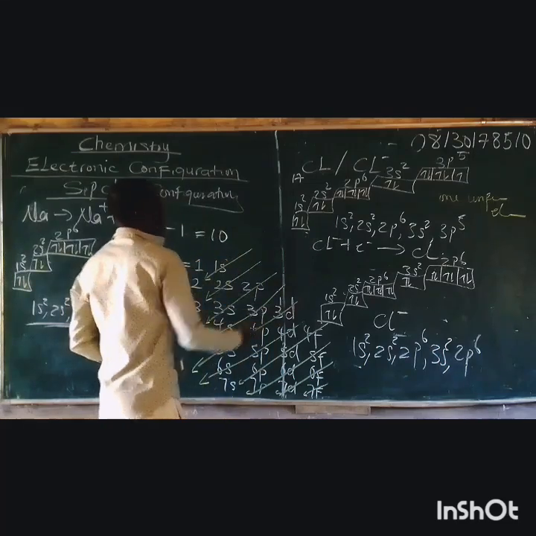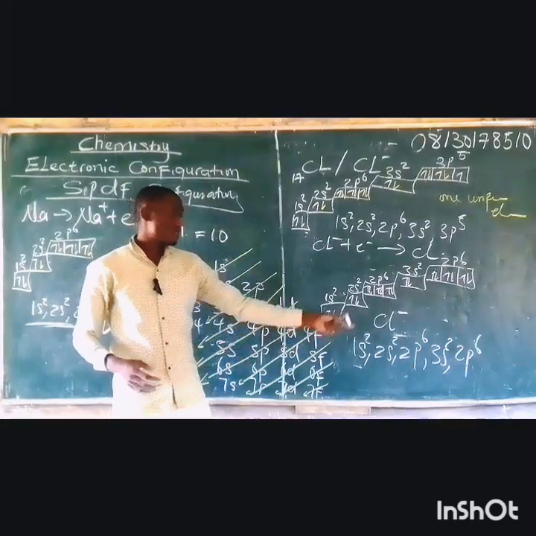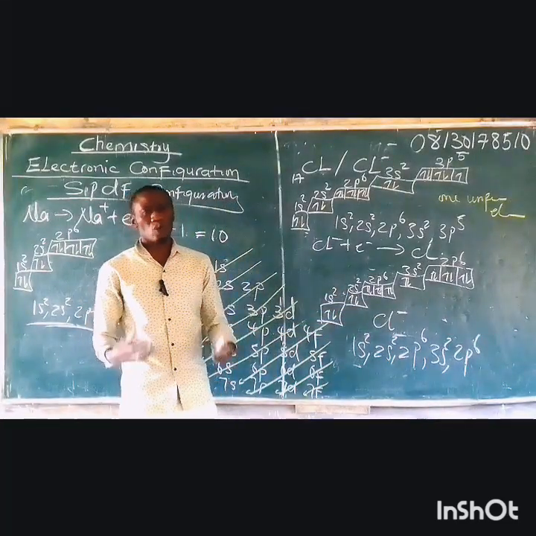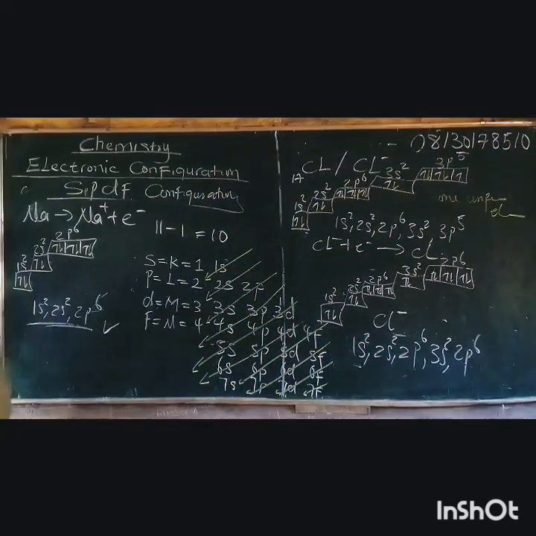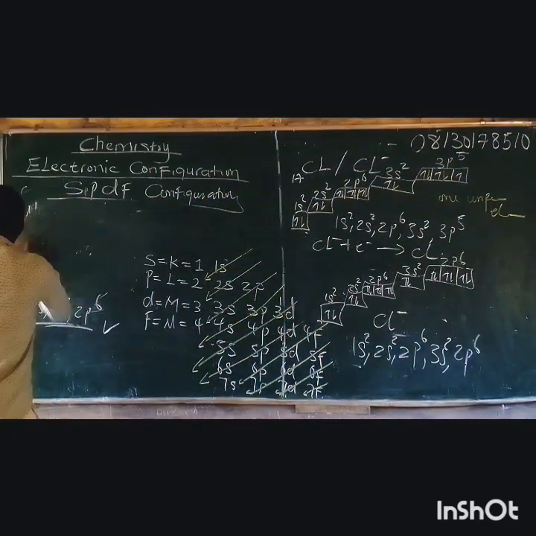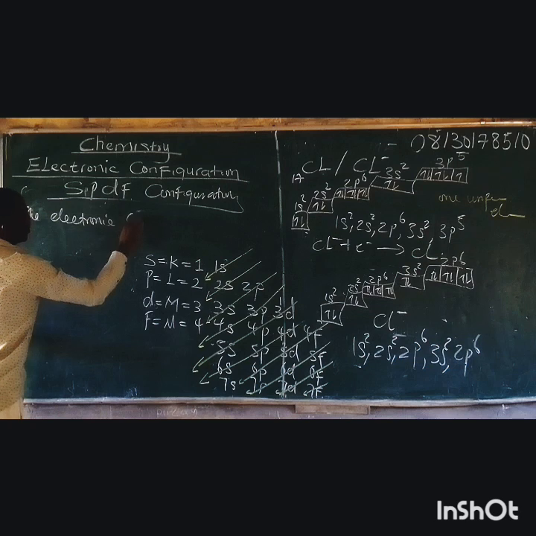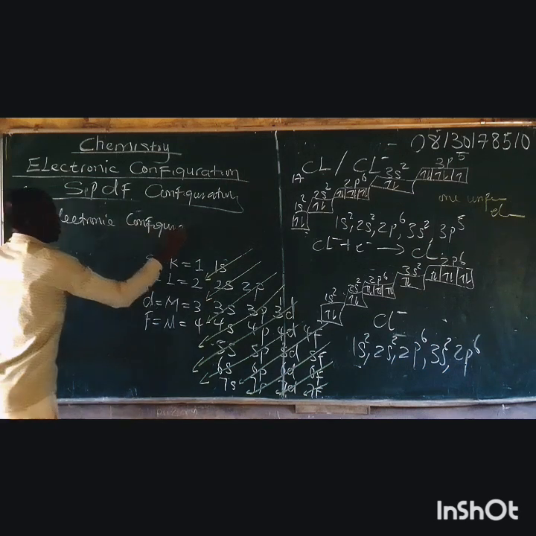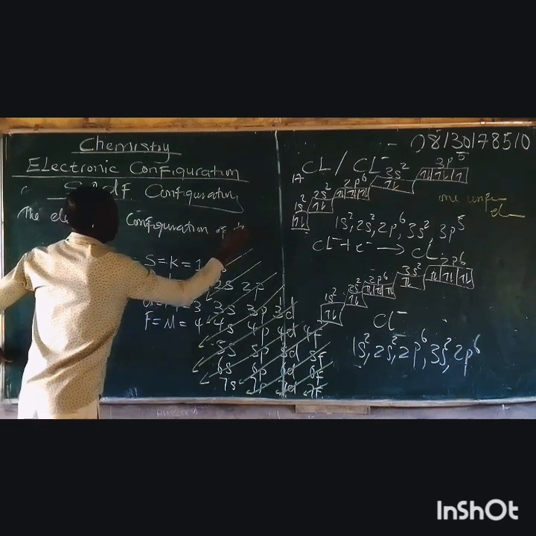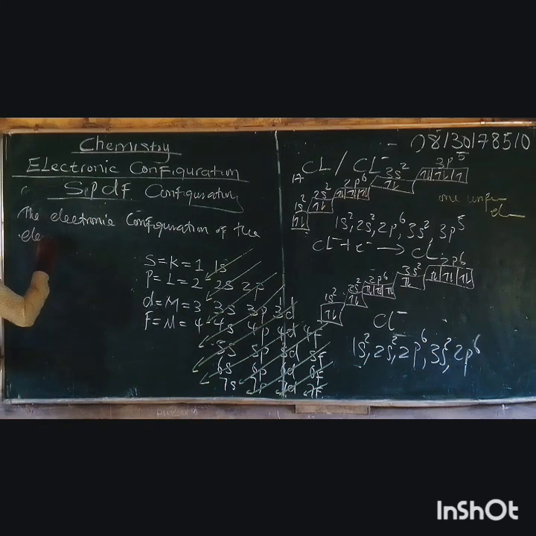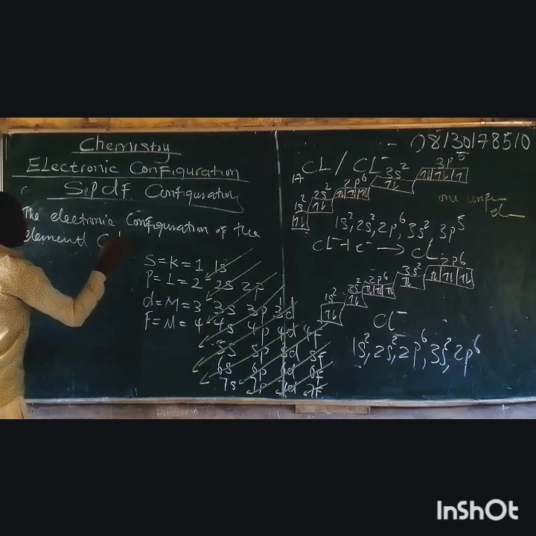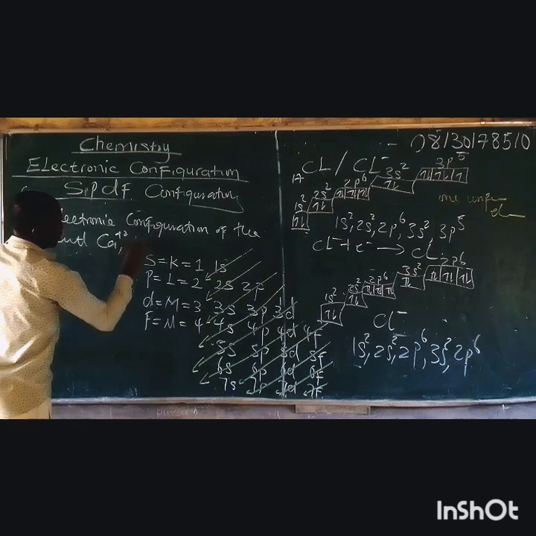Alright? Now, I hope you've got this understanding. This is how the question will come in JAMB. Let's give you a typical JAMB question. Look at the way it will come so I can round up for you. They'll ask you the electronic configuration of the element calcium plus 2, potassium.